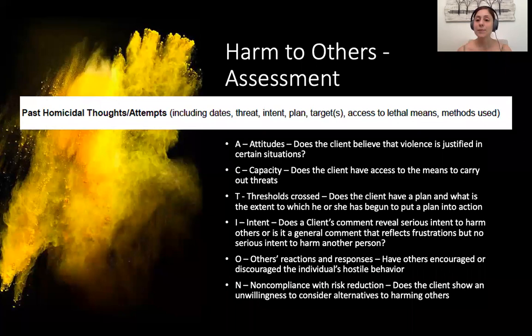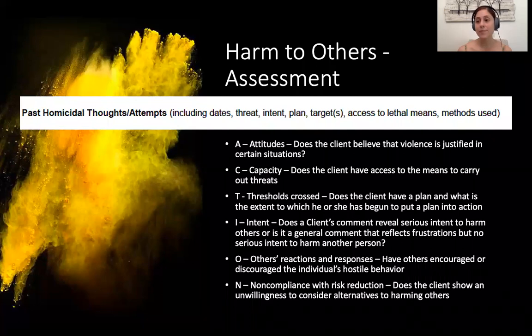Okay, in the next piece of this section, you're completing a homicide assessment, meaning that you're assessing whether the client has current or past thoughts of harming another person. The acronym ACTION provides helpful areas to screen for homicide risk. A stands for attitudes. Does the client believe that violence is justified in certain situations? Included in this is figuring out whether the client has a past history of violence. Someone with attitudes accepting of violence and past violent behaviors is a higher risk.